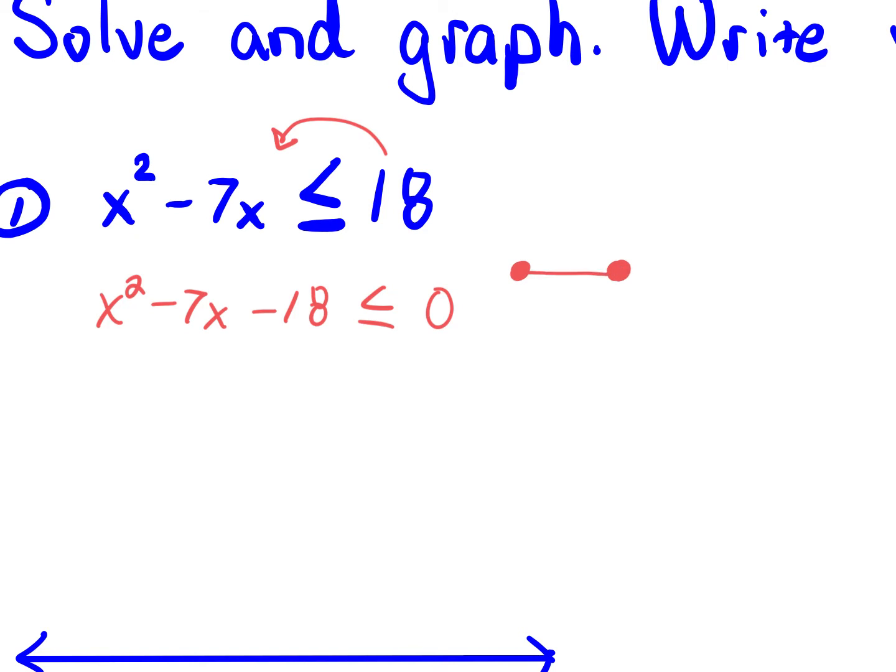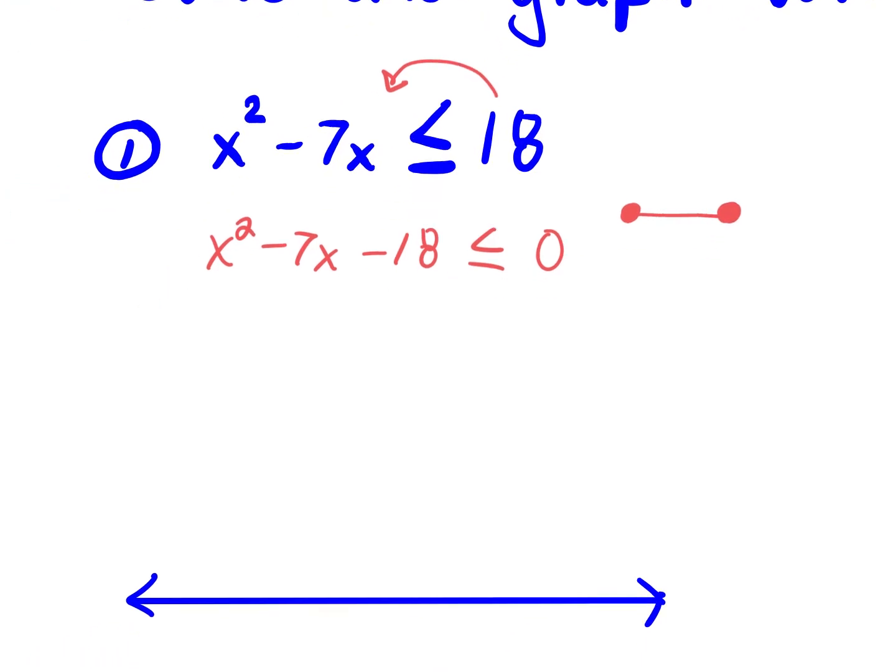Good. Now what we do with this, since it's a quadratic, we are going to find our boundary points. I'm going to factor. All right. What 2 numbers multiply to give me negative 18, but add to give me negative 7? X minus 9, x plus 2. Perfect. So when I solve this, I get x equals positive 9 and x equals negative 2, correct?